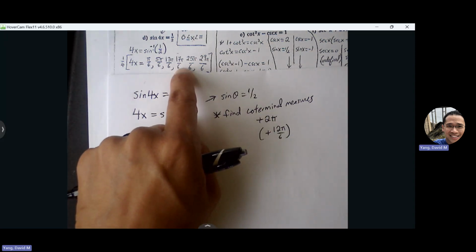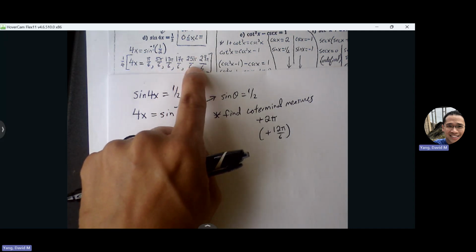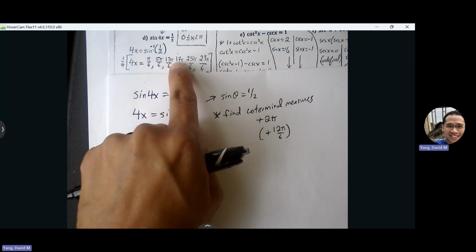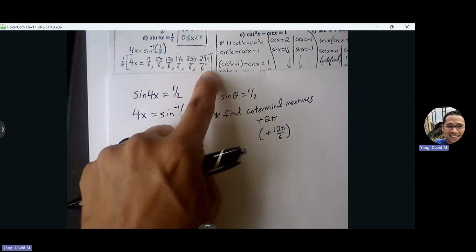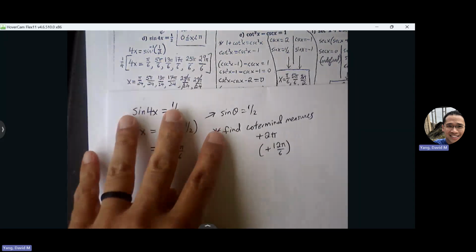This is kind of like a guessing game because I don't know exactly how many I need. So I added another 2 pi to 13 pi over 6 to get 25. And I added another 12 to 17 to get 29. And I think this should be enough. I'm going to multiply everything through by 1/4. I'm going to shrink all these values down.